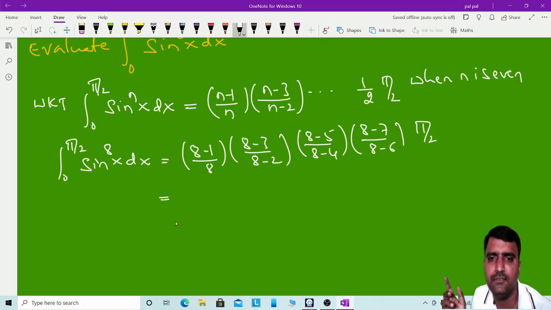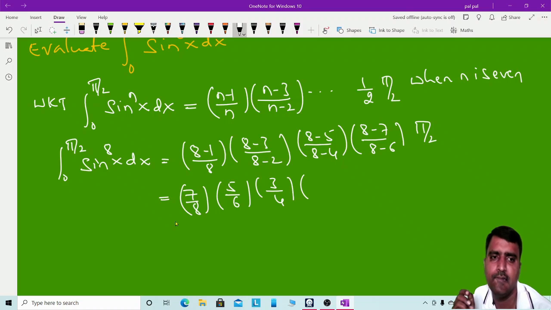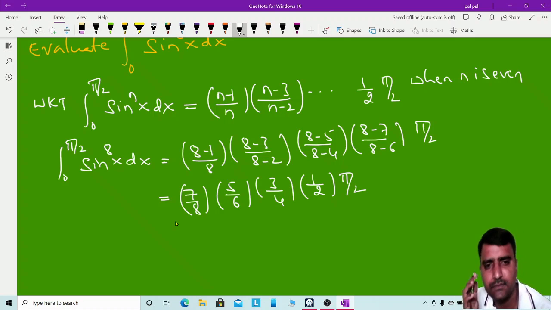So which is equal to, so then this is 7 by 8 and it is 5 by 6 and it is 3 by 4 and 1 by 2 into pi by 2. So here you can cancel 3. 3 ones are 3, 3 twos are 6, 7 fives are 35 pi divided by 8 twos are 16.